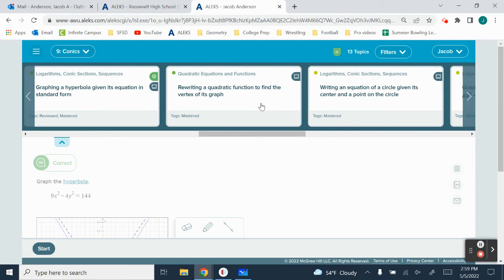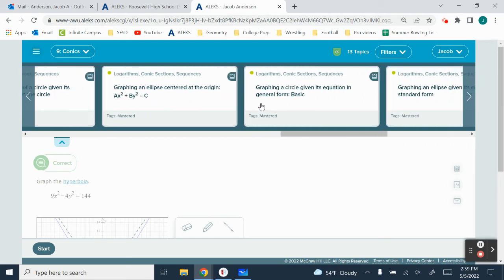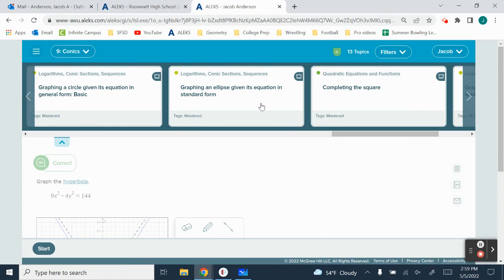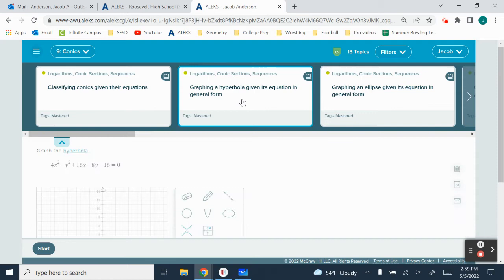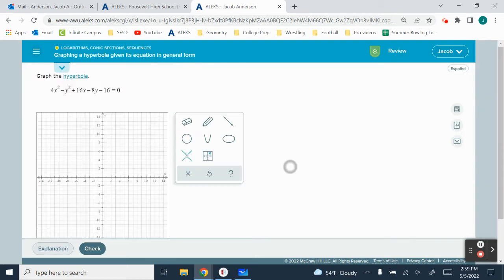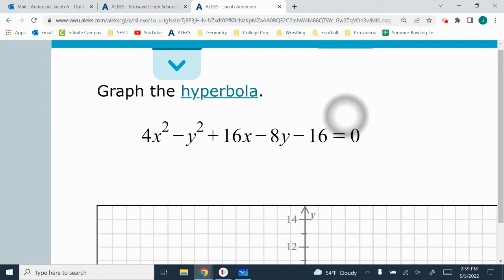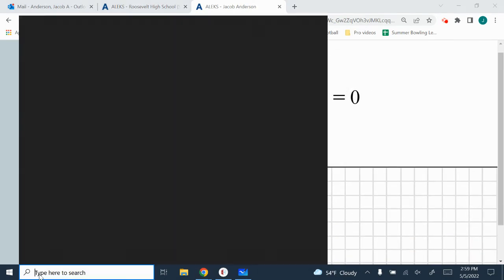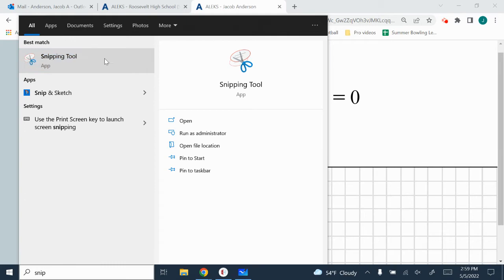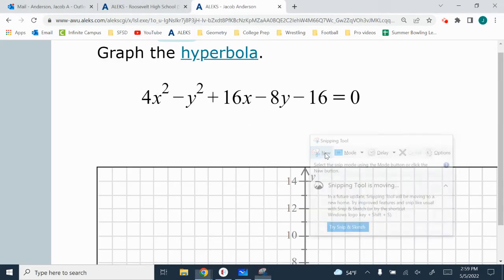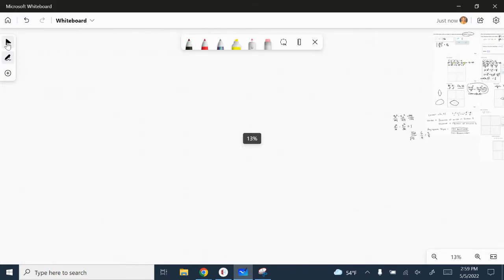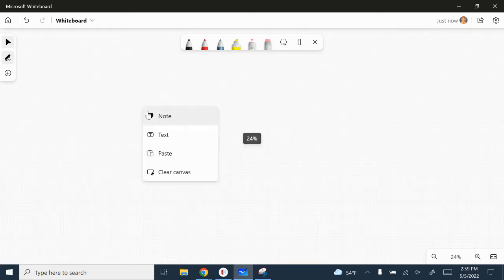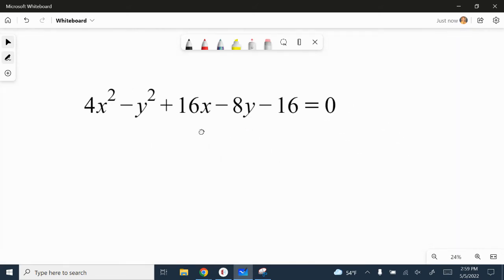Where are you, general form? Oops, must be at the front for some reason. There it is. So this is the question. And actually, I'm just going to snip this and bring it onto here. I'm going to zoom out a bit. I'll paste it right there. And then let's solve this.